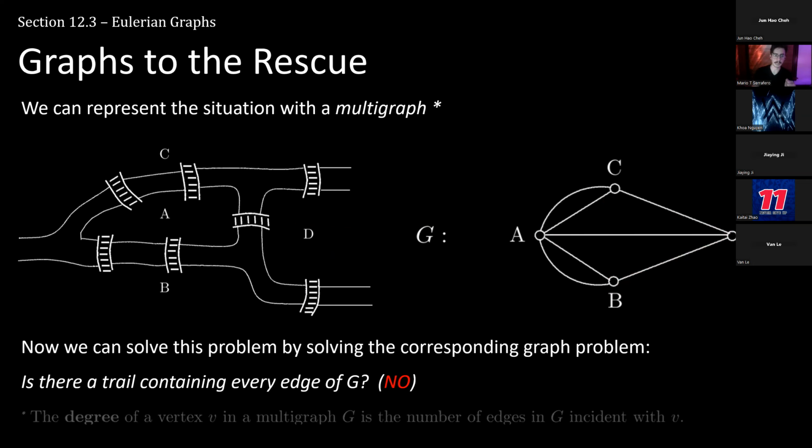Okay. And again, remember that we said that the degree of a vertex was the number of neighbors. In terms of multigraphs, we actually want to use a slightly different, better definition, which is the number of edges incident with a particular vertex. That way we can account for multiple edges.